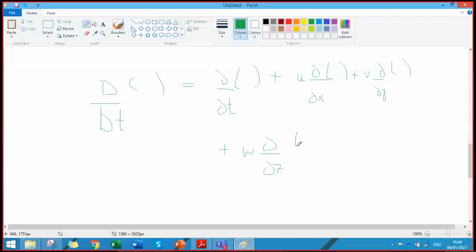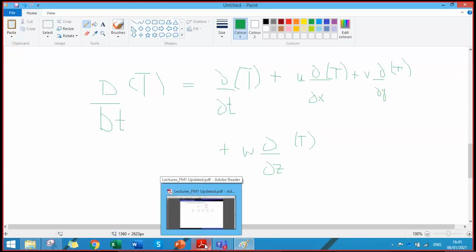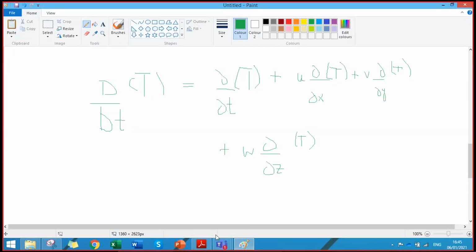Now, if you have temperature field, you can calculate the total derivative for temperature field. You will just place temperature here in all the brackets, the temperature field. If you have pressure field, you can write pressure instead of T everywhere. Okay, is it clear? Yes, sir. Clear.